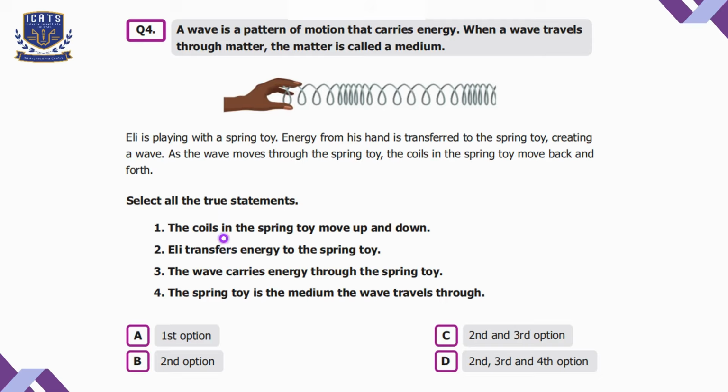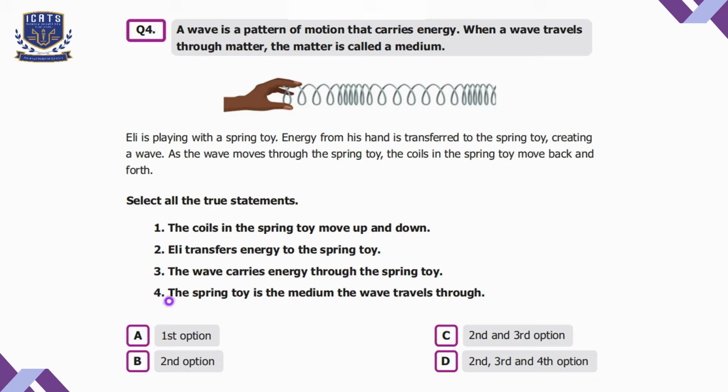Statement 1 is the coils in the spring toy move up and down, which is false because coils move back and forth, not up and down. Statement 2 is Ali transfers energy to the spring toy. That is correct because energy from Ali's hand is transferred to the spring toy to create the wave. Statement 3 is the wave carries energy through the spring toy. That is also correct because waves are defined as patterns of motion that carry energy.